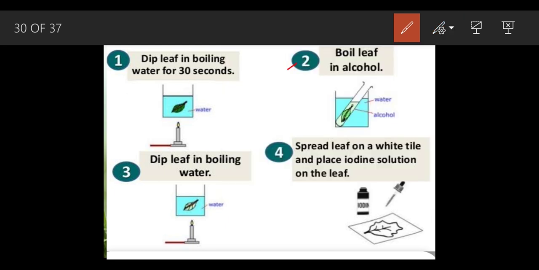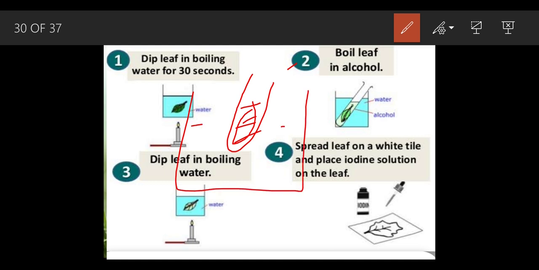Second part, boil the leaf in alcohol. See, we have to take a test tube. Inside the test tube we should fill it with alcohol, and inside that you have to keep a leaf. See here in the diagram you can see this part, and you should keep this test tube in a beaker, and the beaker should be full of water. Now we have to boil, right? So boil means you need a burner also.